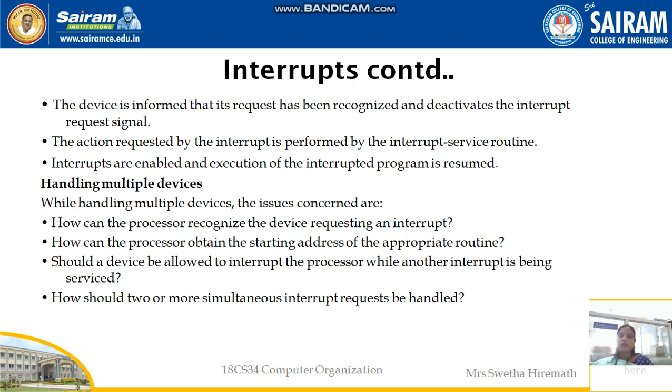The action requested by the interrupt is performed by the interrupt service routine. Whatever program is stored at that particular address, that part of the execution will be taken care of by this interrupt request. Then interrupts are enabled and execution of the interrupted program is resumed. Once the interrupting program has been executed, the control will be given back to the interrupted program and it will be resumed.